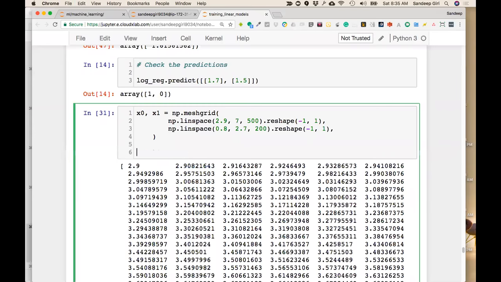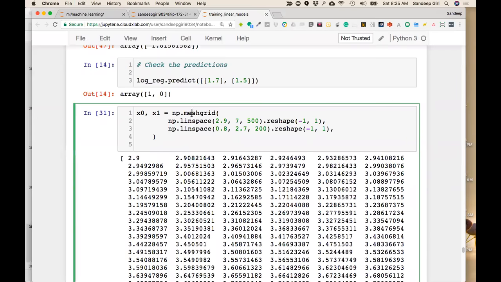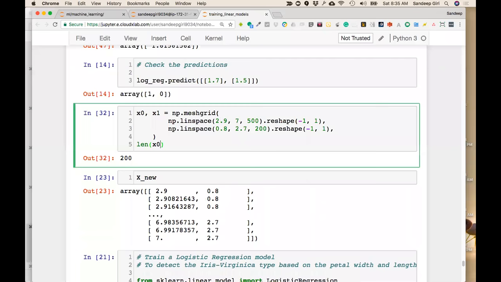So meshgrid is basically, for every record on the first side, joining with the second record. So it's more like generating, repeating each of them. If you see, the length of x0 is 200 and the length of x1 is 200.